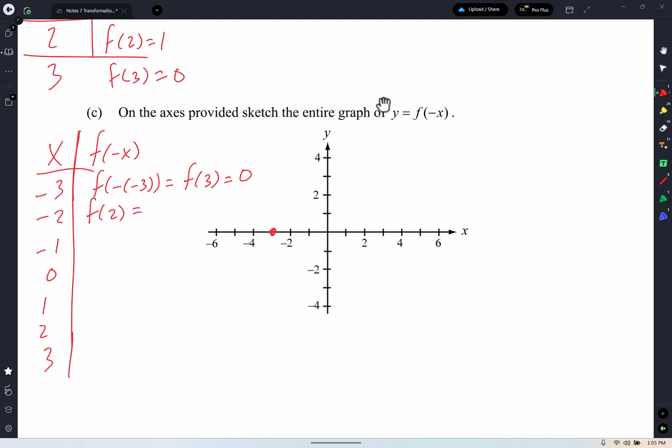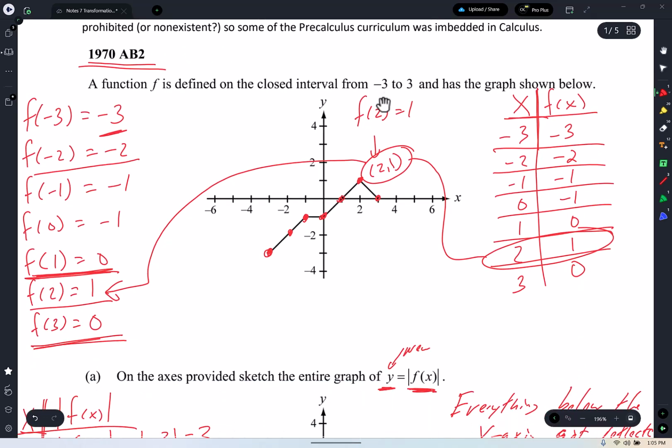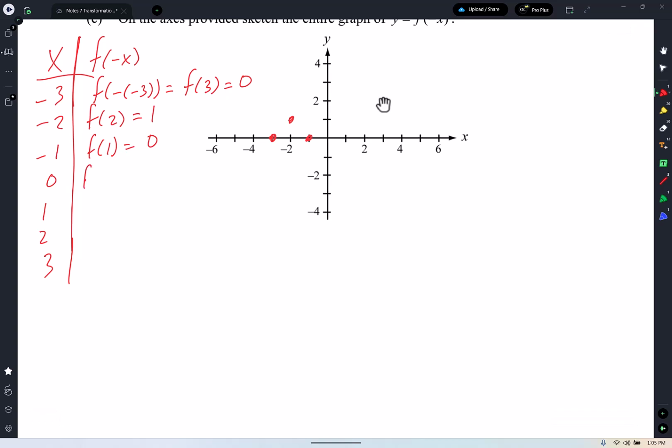So this turns to f of 2. F of 2, I believe, was 1. So negative 2, 1. This was f of 1. I believe f of 1 was 0. Negative 1, 0. Let me check. F of 1, 0. Yep. This one doesn't change. This one stays as f of 0. So negative 1. So 0, negative 1.